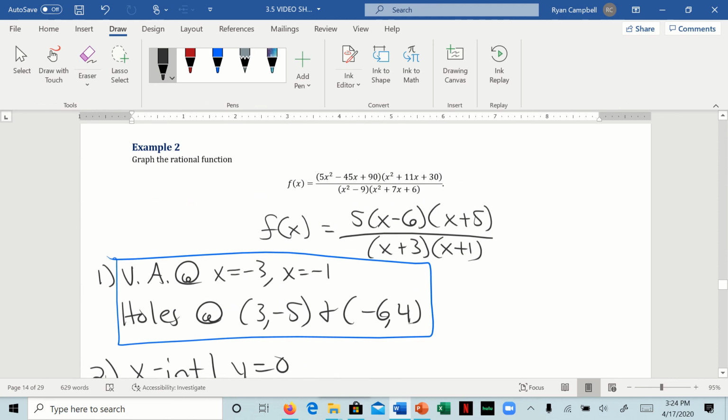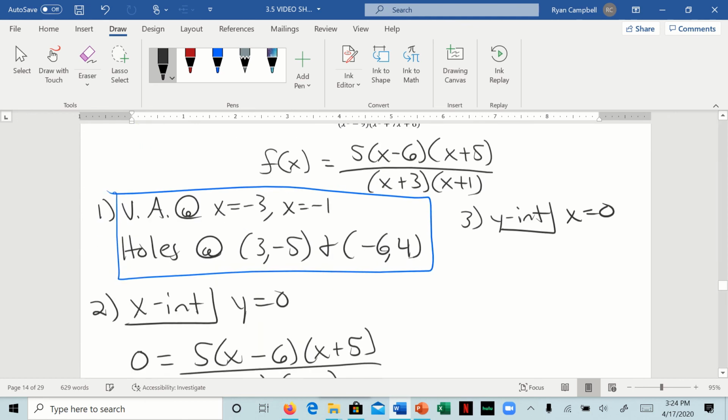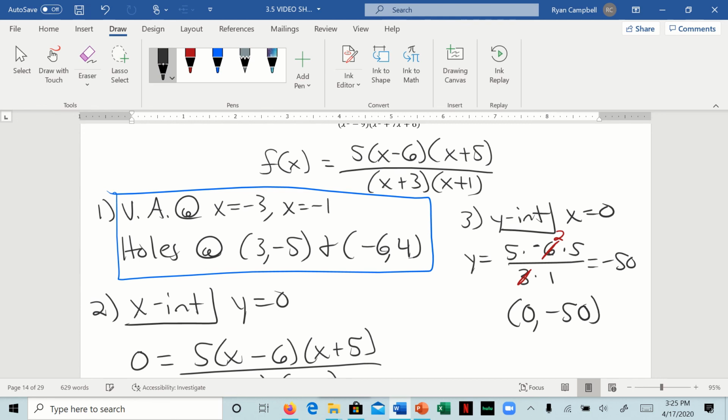Now let's talk about number 3, the y-intercepts. This is when x is 0. So when x is 0, we get 5 times -6 times 5 over 3 times 1. So -6 divided by 3 is -2. So we see that this is just going to be -50. So we have a point (0, -50).